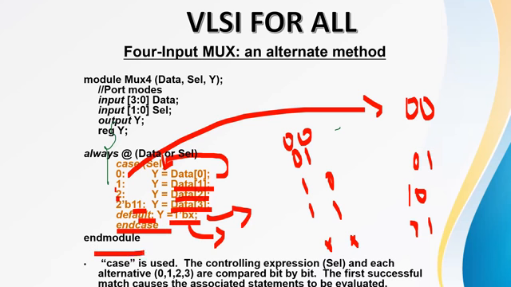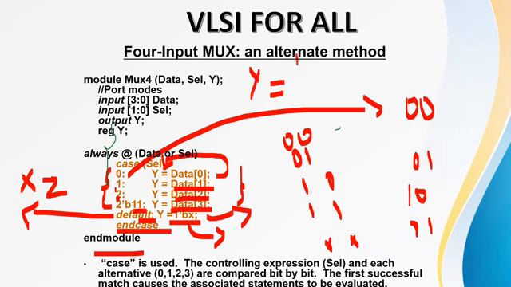And then we are ending the case and the module. In this case, the controlling expression select line and each alternative 0 1 2 3 are compared bit by bit. The first successful match causes the associated statements to be evaluated, right? Because with respect to these inputs only, the data gets assigned to Y. But whenever I get a value like X or Z, these are out-of-box conditions, not with respect to the select line. So the Y value becomes X, that is 1 tick BX. Hope you understood this way as well.